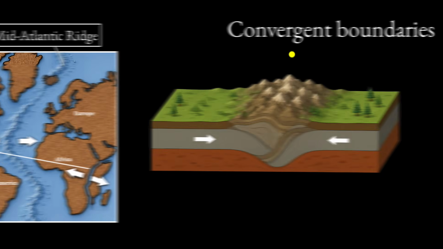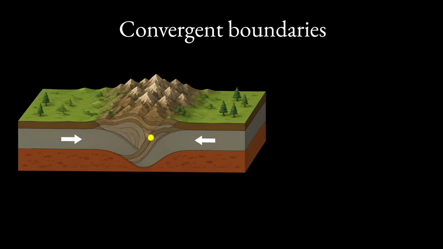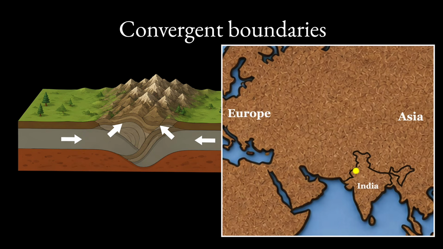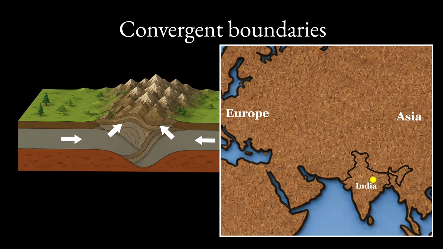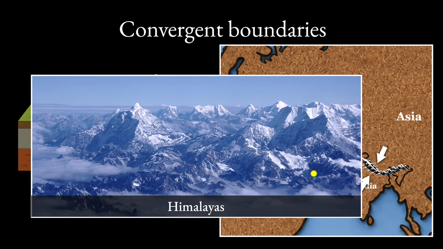Now let's talk about convergent boundaries, when plates move into each other. Now what happens here depends on which plates we are dealing with. If you have two thick continental plates moving and crashing into each other, the crust just crumples and gets pushed upwards over millions of years, forming giant mountain ranges. The most famous example is the Indian plate moving into the Asian plate, causing the Himalayas.